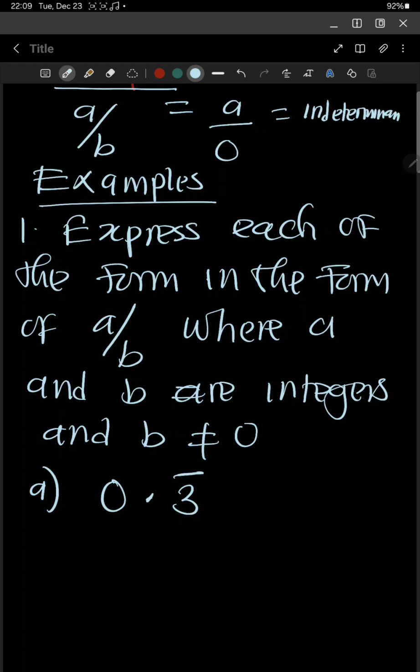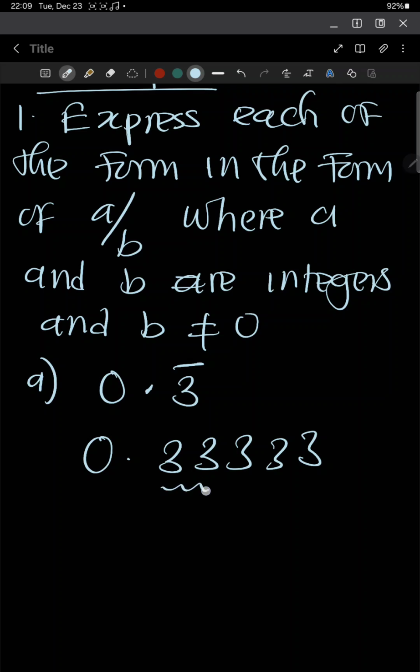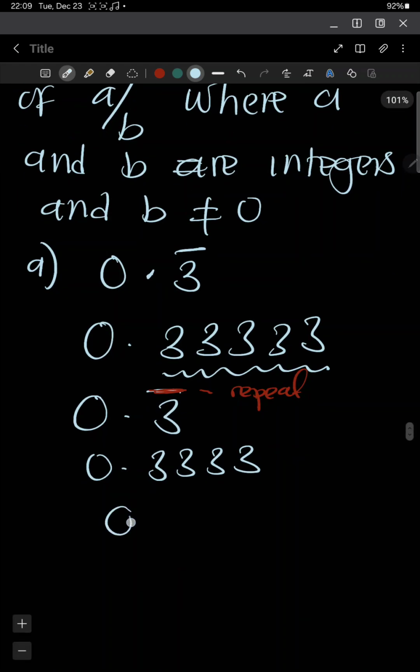0.3 bar. If we say 0.3 bar, what is the meaning of this statement? 0.3 bar is the same as 0.33333. To avoid writing this, since it is repeating, we write 0.3 bar. The bar on top of 3 means there is repetition of 3. Sometimes they can write the question as 0.333 with dots, which means it is the same as 0.3 bar. So how can we solve this question?